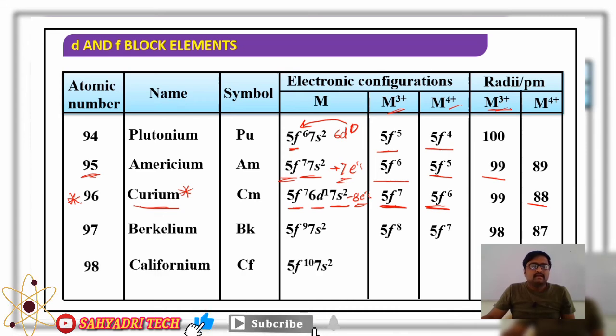Then atomic number 98, californium, Cf is the symbol. Electronic configuration is 5f10 6d0 7s2 in elemental state, in +3 oxidation state it is 5f9. Then in +4 oxidation state it is 5f8.